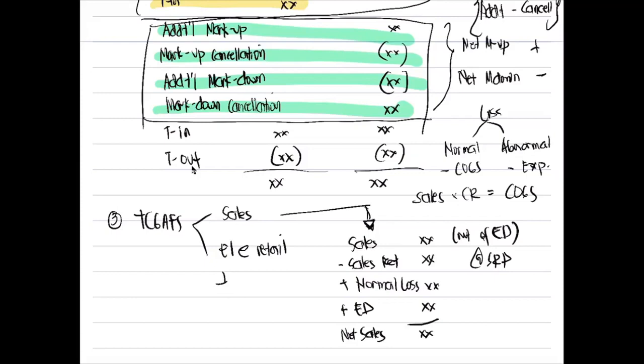How about your ending inventory at retail? How do we compute your ending inventory at retail? Your ending inventory at retail is equal to your total cost of goods available for sale at retail less the net sales we computed. This is your ending inventory at retail.